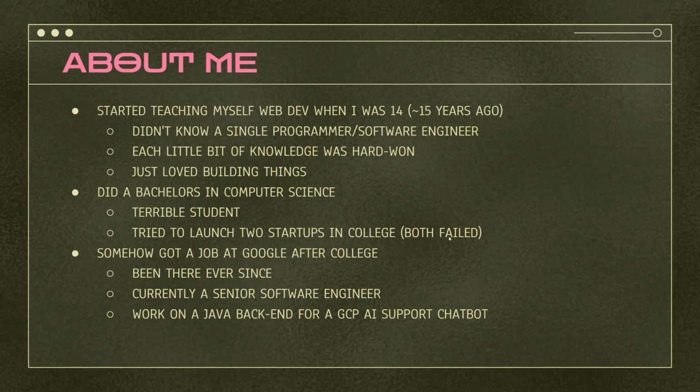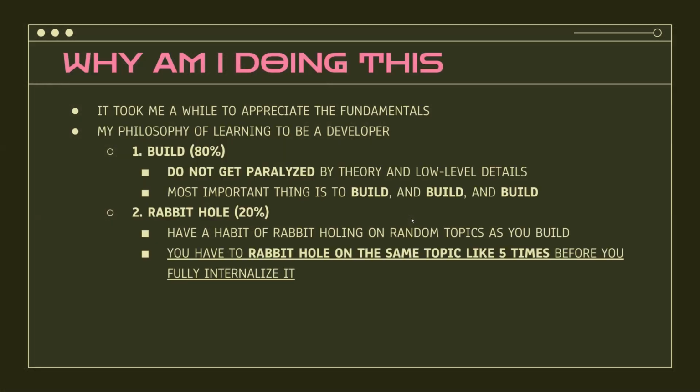And then after college, I somehow got a job at Google, even though I was a terrible student. I was able to just buckle down and focus on that interview prep. And I've been there ever since. So currently I'm a senior software engineer, and I work on a Java backend for the GCP AI support chatbot. And I've mostly worked on backend at Google with a little bit of front end. But before Google, I would have probably called myself more of a front end developer.